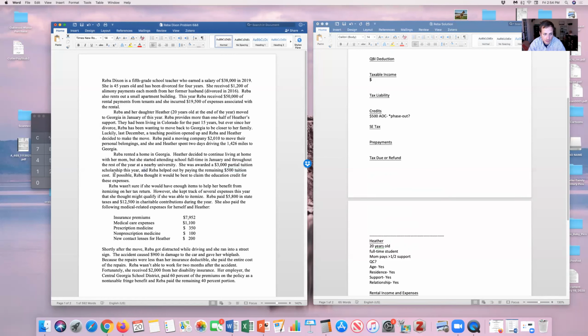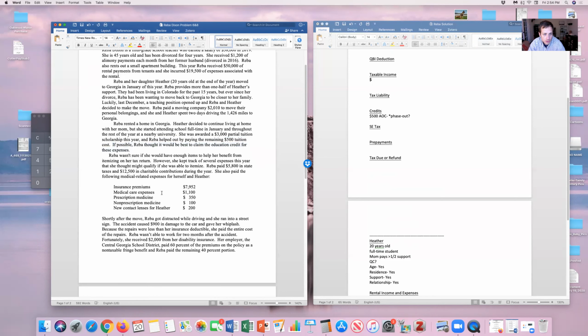All right, it tells us Reba wants to claim an education credit for the expenses if she can. So we have to hold on to this one. Reba wasn't sure if she'd have enough items to benefit from itemizing on her tax return. However, she kept track of her expenses in case she might qualify.